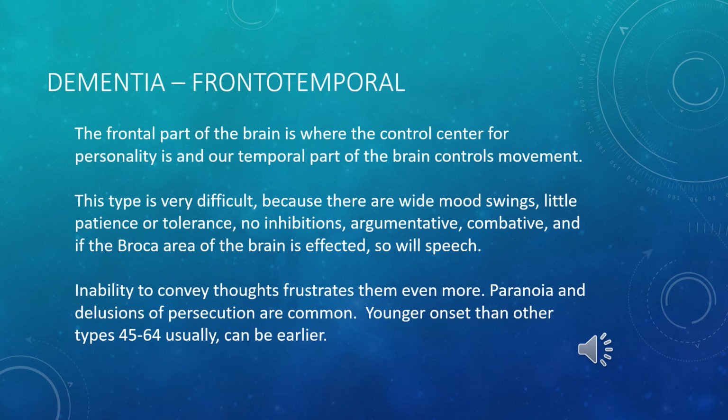Sometimes you have paranoia and delusions and hallucinations, and feelings that they're being persecuted can be common with this type. And there's a younger onset than the other types of dementia with this, and it's usually ages 45 to 64, but it can even be earlier.